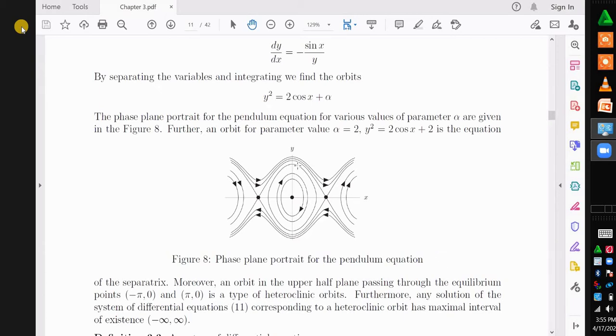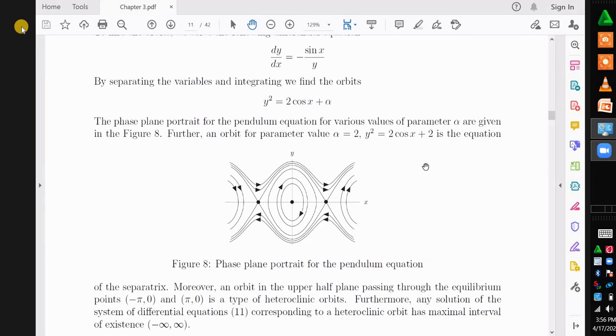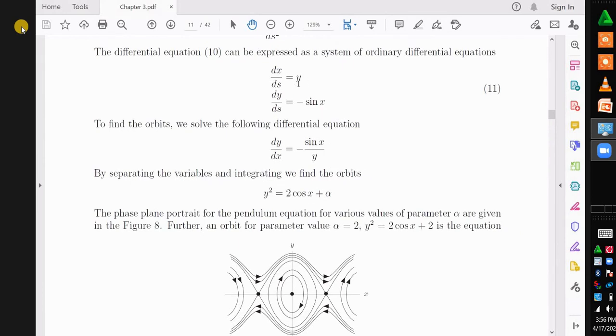And as about the direction of motion of these curves, you can see dx by ds is y. So in the upper half plane y is positive, so dx by ds is positive. So as s increases, x increases. So this is the direction of motion of these curves.